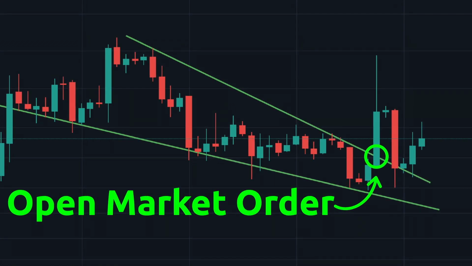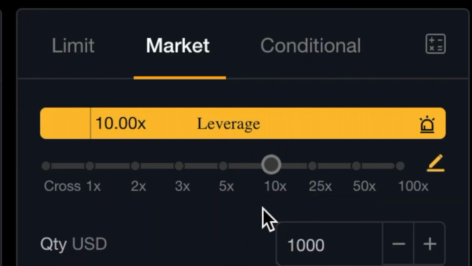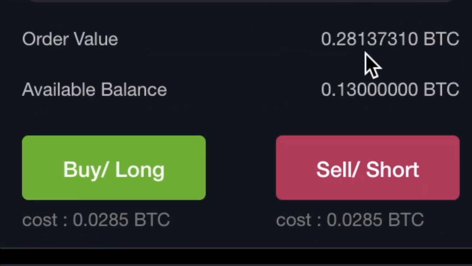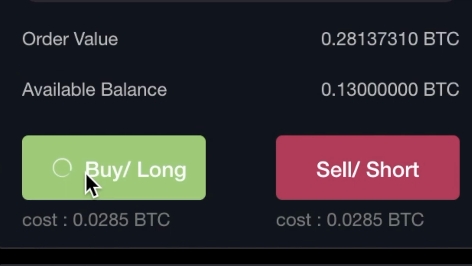So if we would like to place a market order, we can select here the leverage. So let's take a 10x leverage, a quantity of 2,000 US dollars. Then we can find here our order value or available balance. And let's say we would like to go long right now. Then we can see here the cost. We click on buy long.